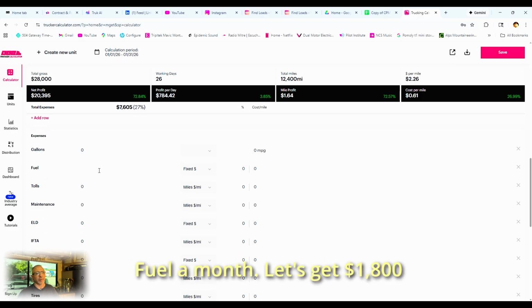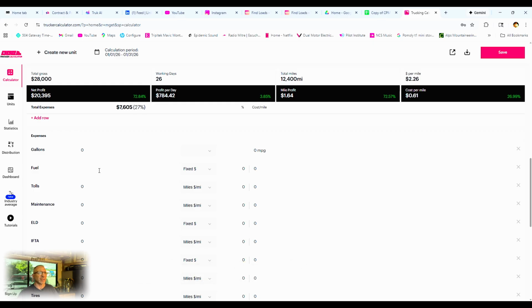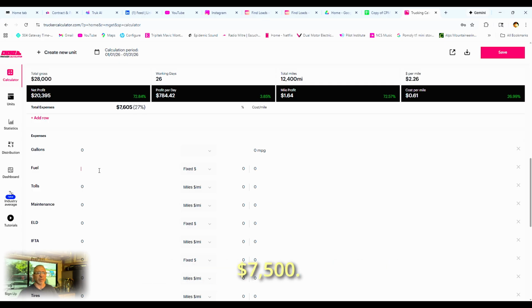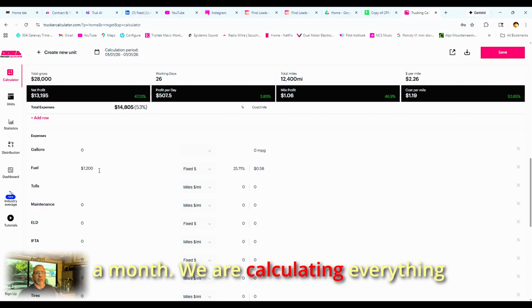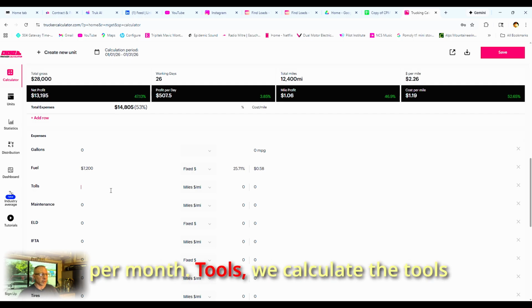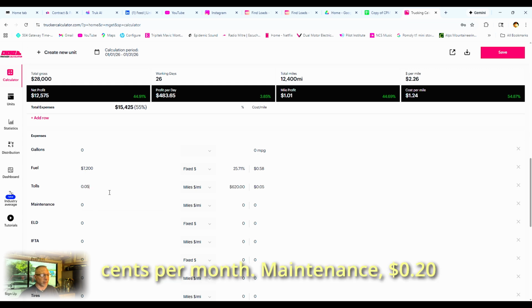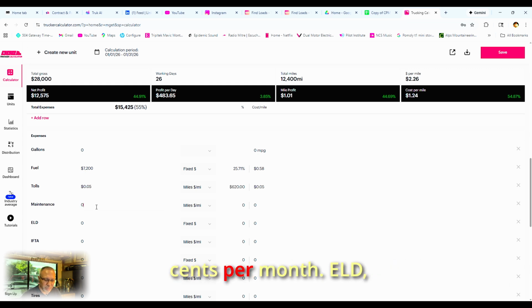Fuel a month, let's guess $1,800 a week, 7,200, yeah, could be around 7,000 to 7,500. So let's get 7,200 a month. We are calculating everything per month. Tolls, we calculate the tolls per mile. So tolls 0.05 cents per mile. Maintenance 20 cents per mile.